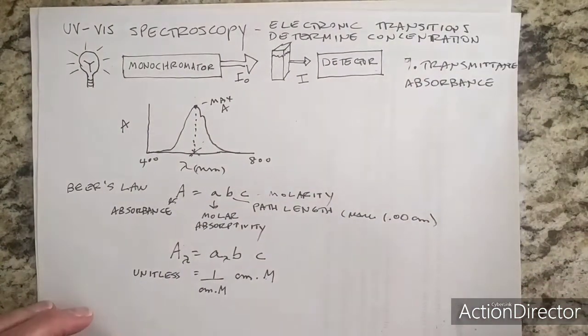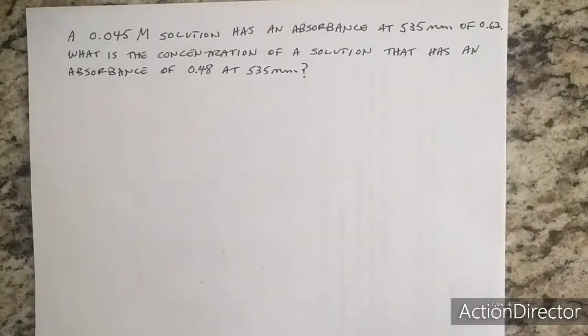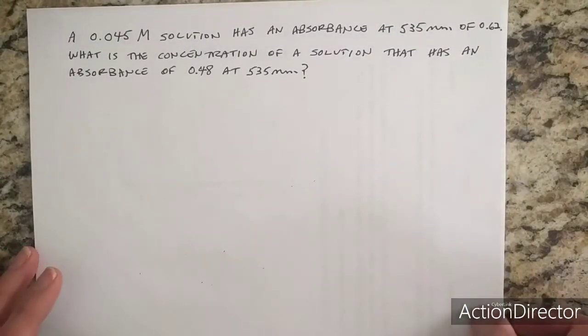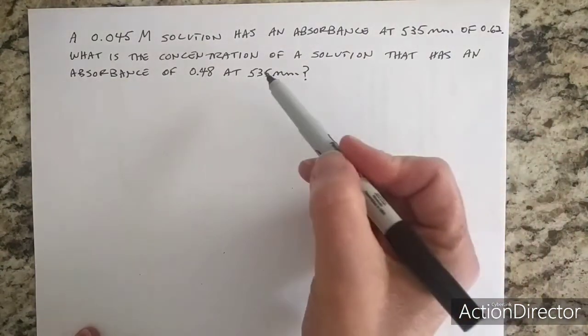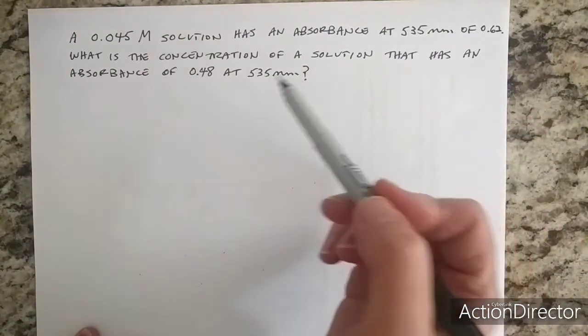Okay, so let's take a look at a UV-Vis problem. So here we have a 0.045 molar solution, has an absorbance at 535 nanometers of 0.62. What is the concentration of a solution that has an absorbance of 0.48 at 535 nanometers? So again, it'd be a good idea to pause the video, work this problem out on your own, and then come back.